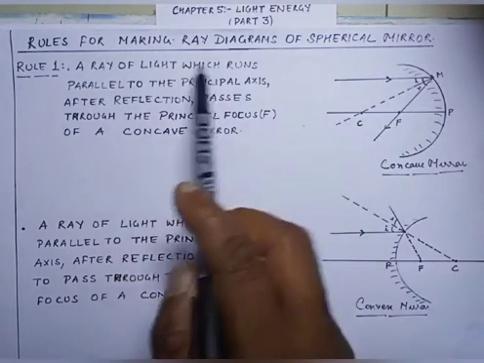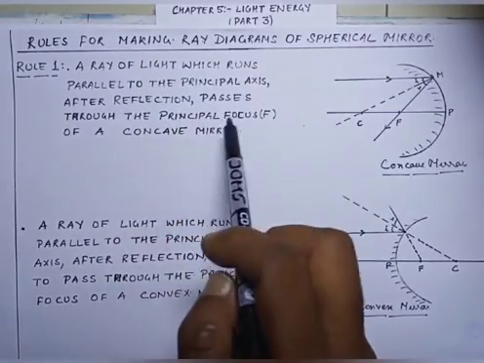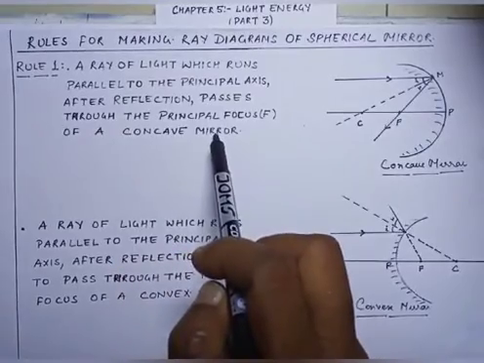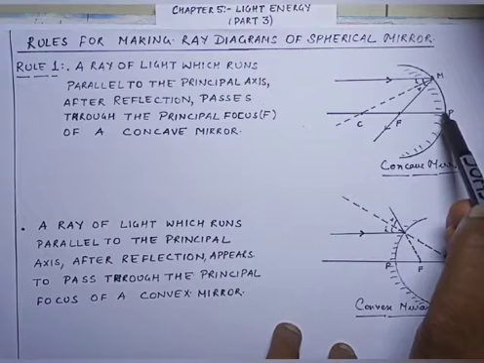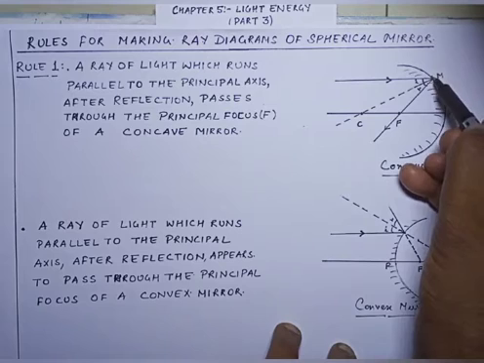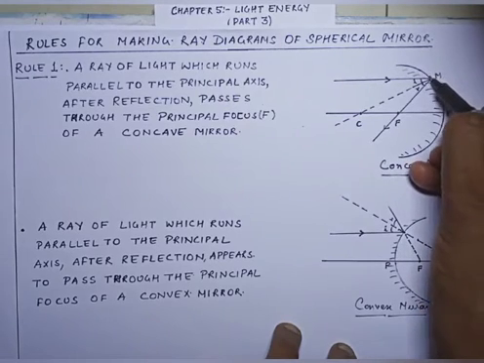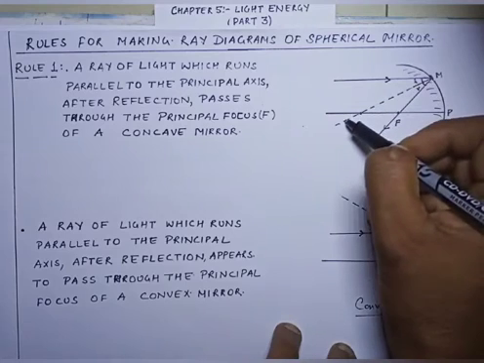A ray of light which runs parallel to the principal axis, after reflection, passes through the principal focus of a concave mirror. Over here, this is the principal axis. I have already explained to you, when a ray of light parallel to the principal axis strikes the mirror, a small portion of the mirror will act as a tangent. If you draw a normal from that point, it will always pass through the center of curvature.